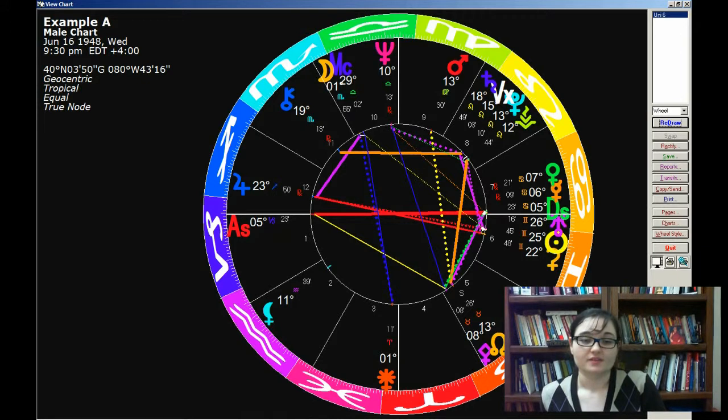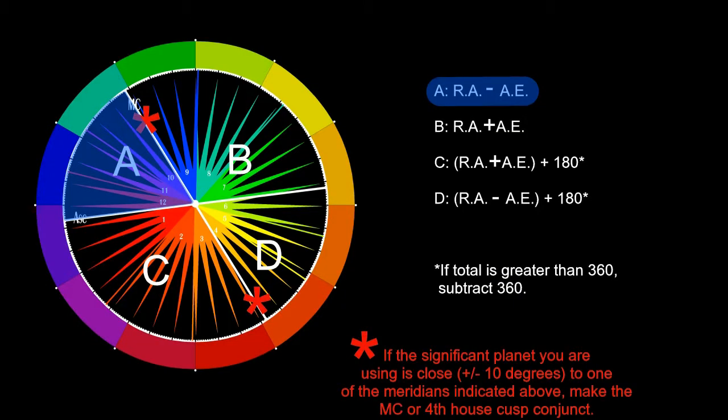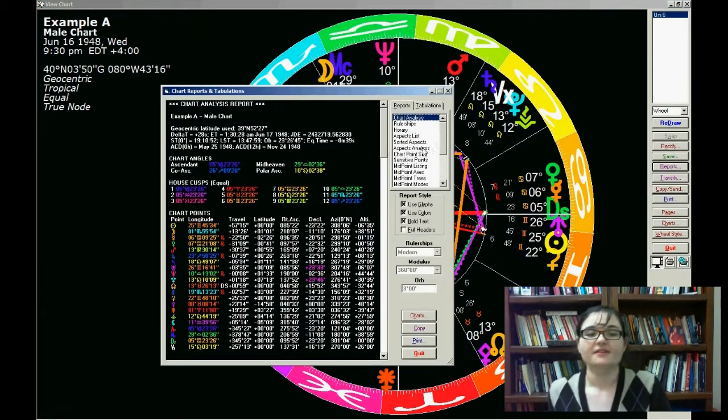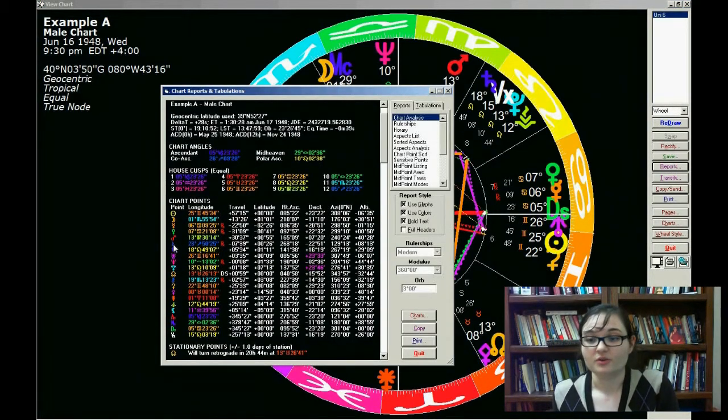For this person, we see that Jupiter is positioned in quadrant A, and that formula is the RA, also known as the right ascension, minus the arc of the event, the AE. And the RA is the right ascension of the position of your significant planet. In order to do this formula, if you have the Solar Fire Gold, which I have, you can actually look at the reports. And the first report on chart analysis actually gives the right ascension right here.